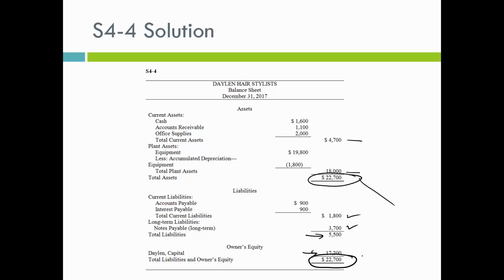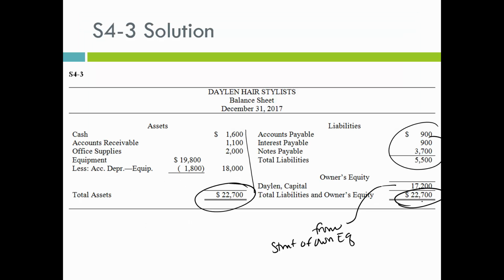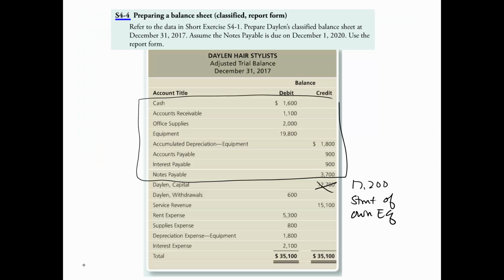And so now these two here must equal, right? My assets must equal my liabilities plus owner's equity. But if we go back to our old balance sheet, 22.7 total assets, 22.7 total liabilities and owner's equity. So there's nothing too new here.